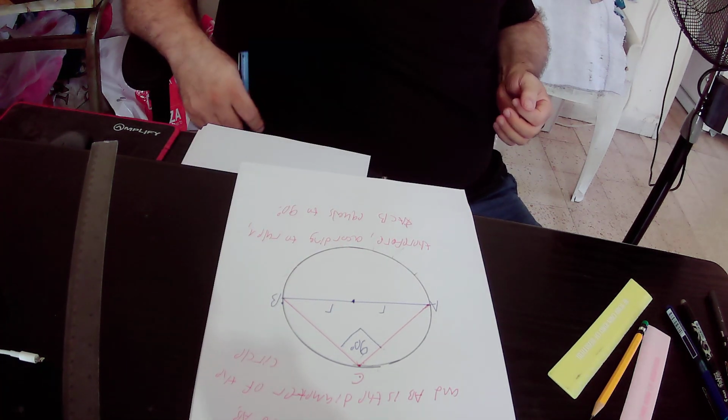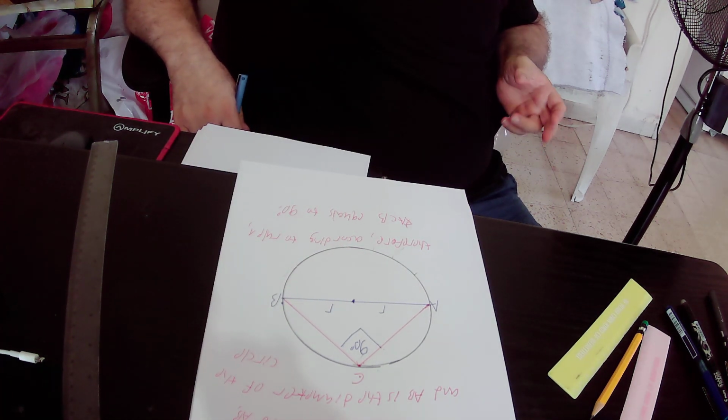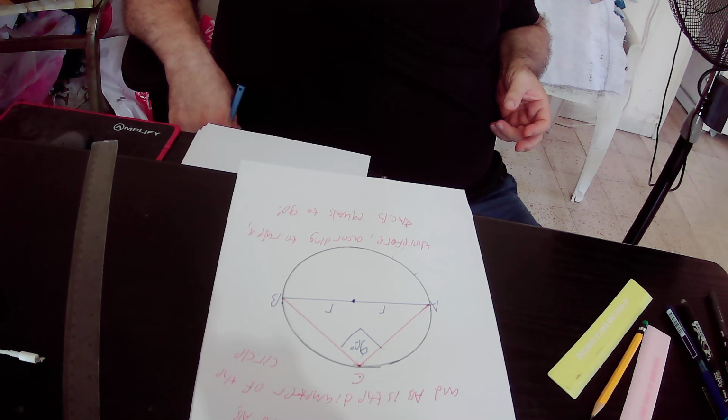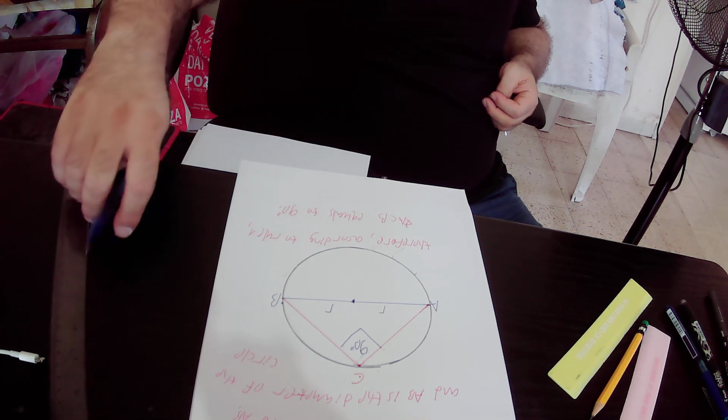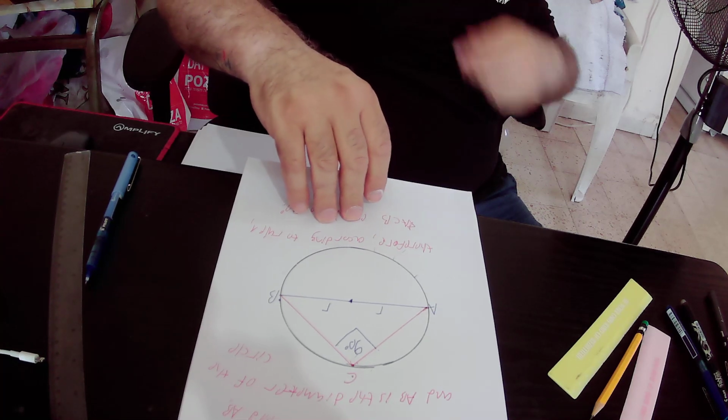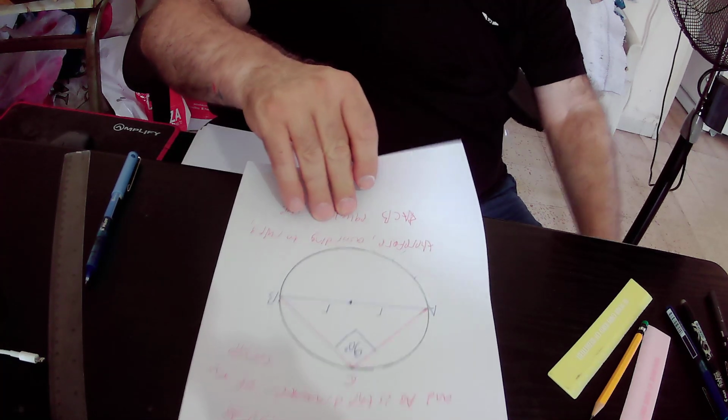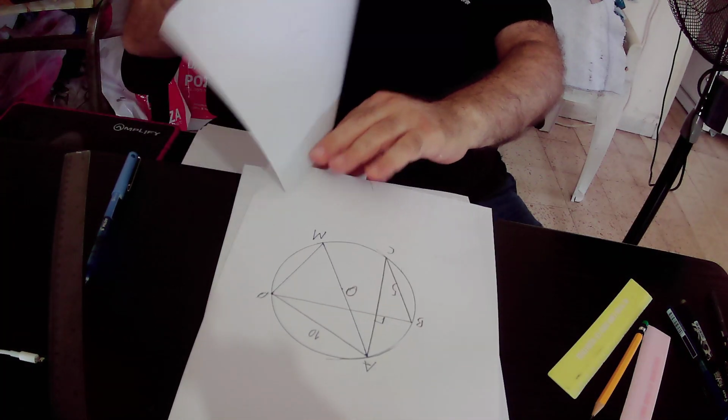Again, any peripheral angle that rests on the diameter of a circle equals 90 degrees. Okay, now we will return to our drawing.